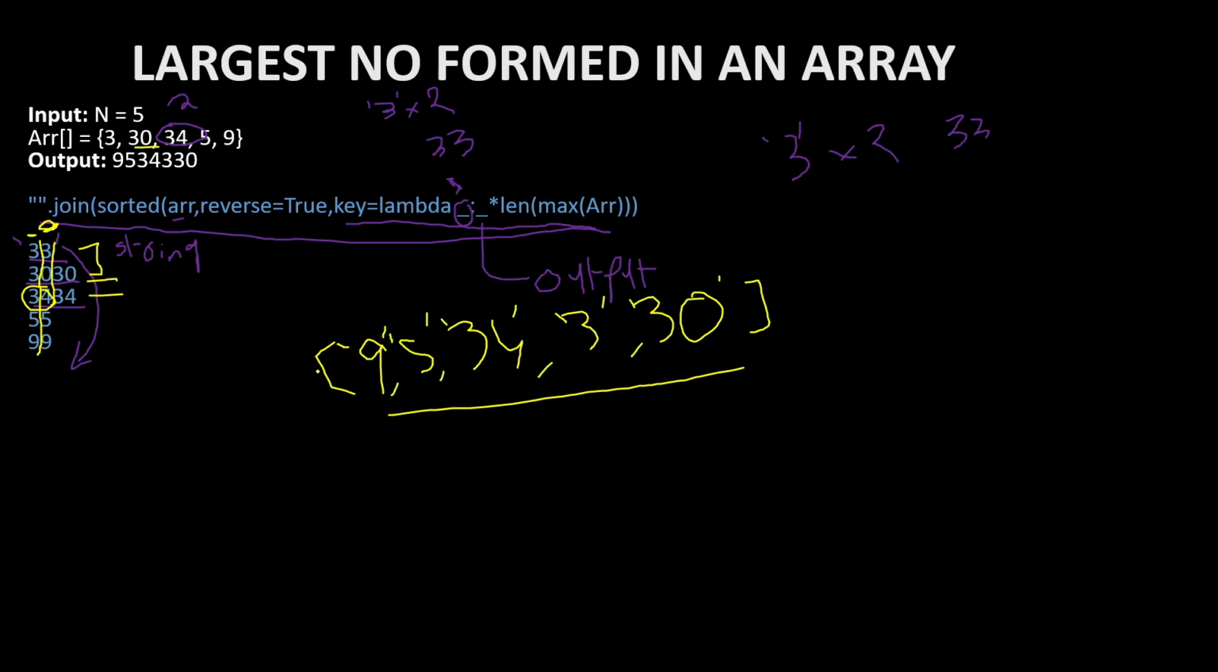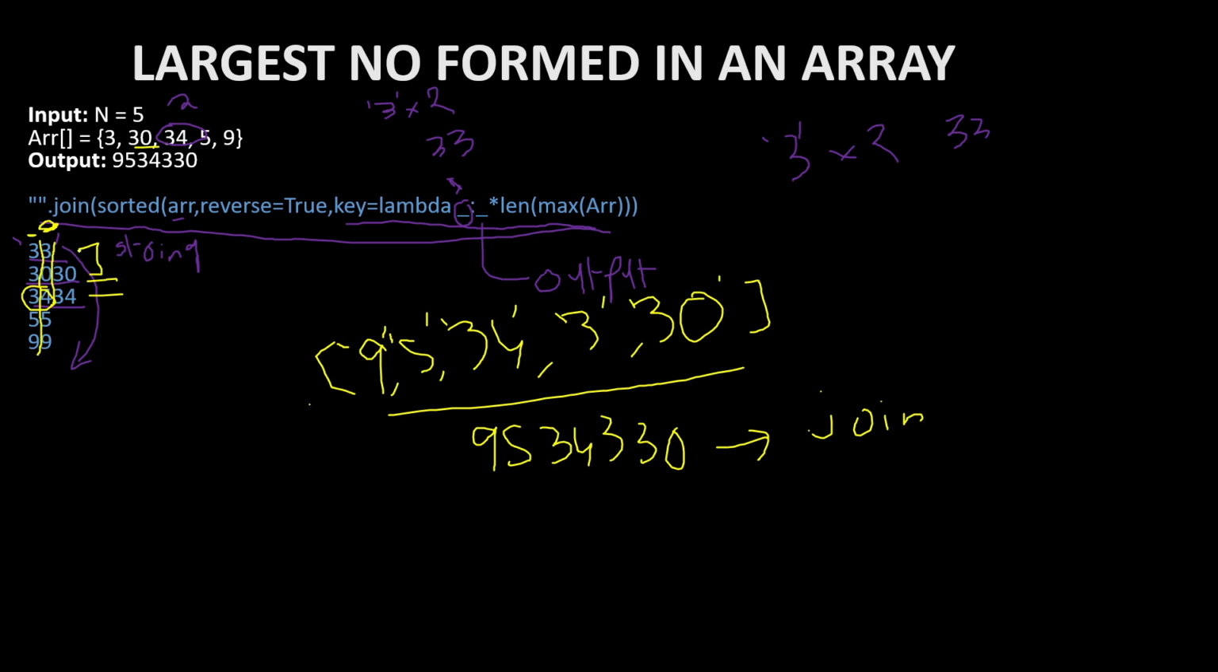Okay. Now this is the value in the list. Now we use the dot join operator. If we use dot join, all values will be combined. Now it will be 9, 5, 3, 4, 3, 30. So this is the final answer we get after using dot join. Okay, I have explained what is happening inside the lambda function.